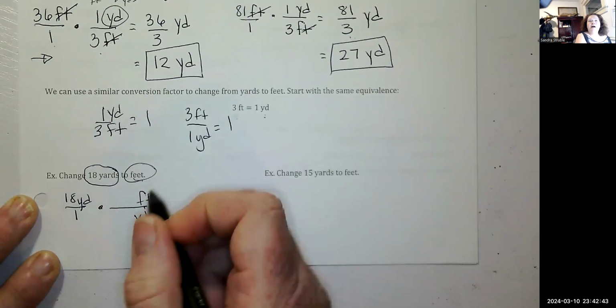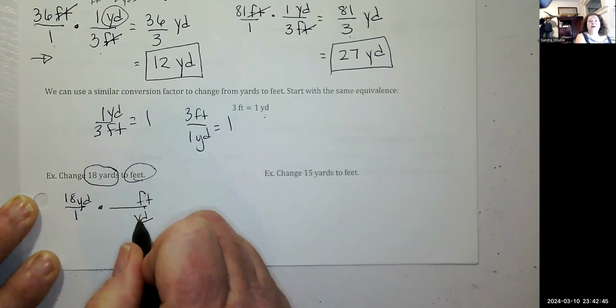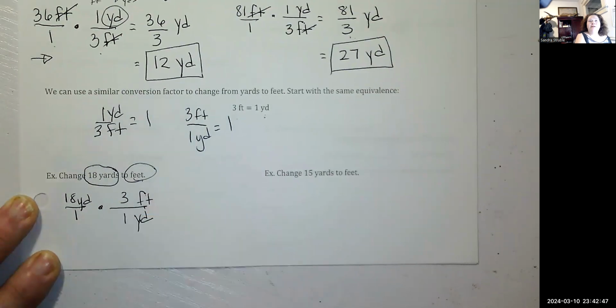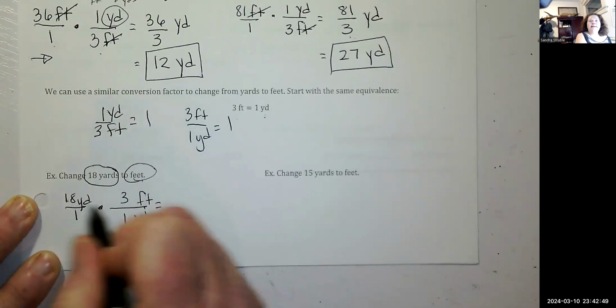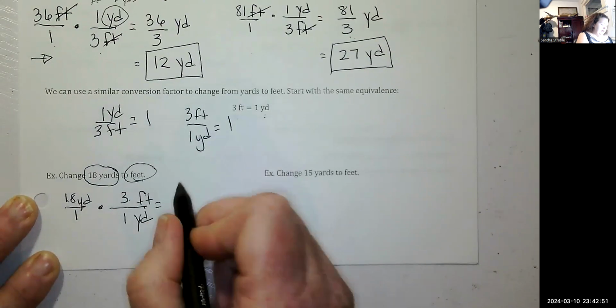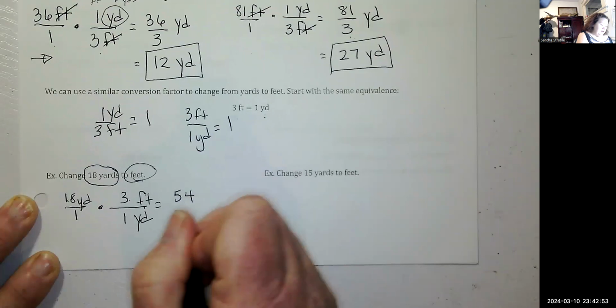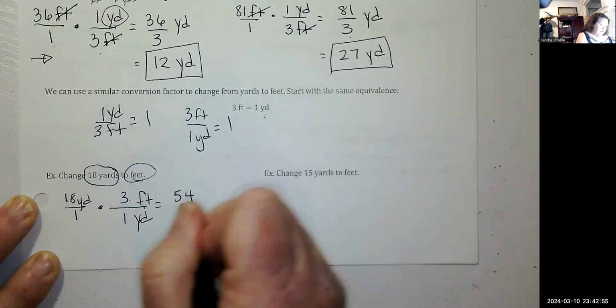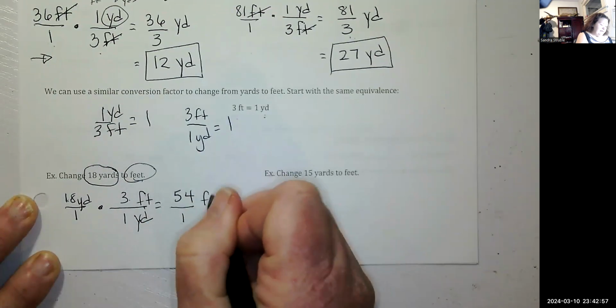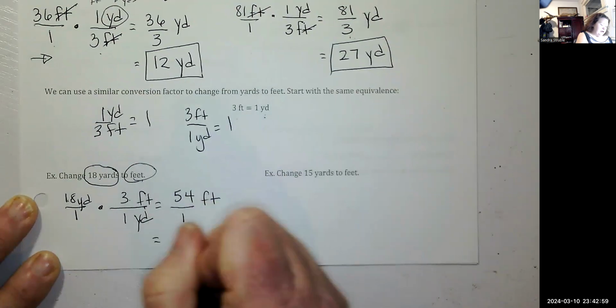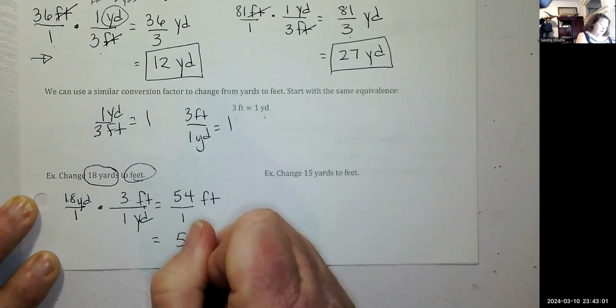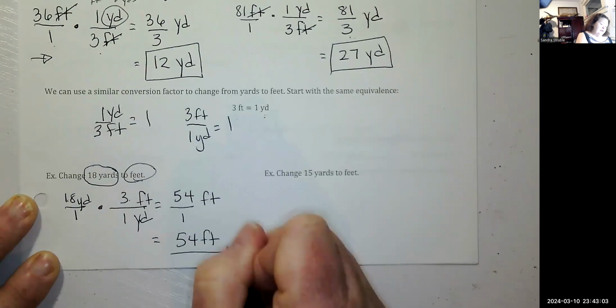Now we're going to plug in our conversions. 1 yard is equal to 3 feet. Multiply straight across. 18 times 3 is 54. 1 times 1 is 1. And this is now feet. So our final answer, 54 divided by 1 is 54. And then don't forget your units.